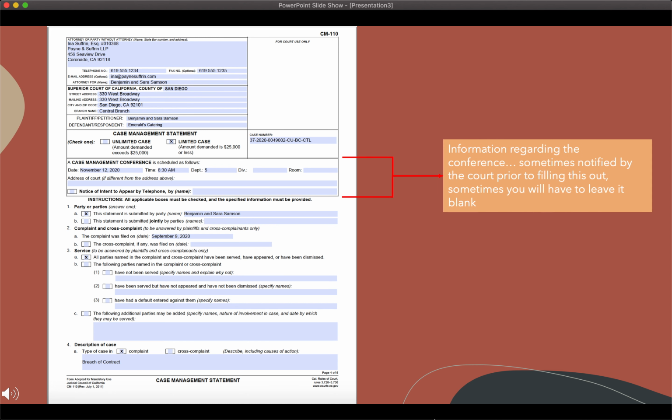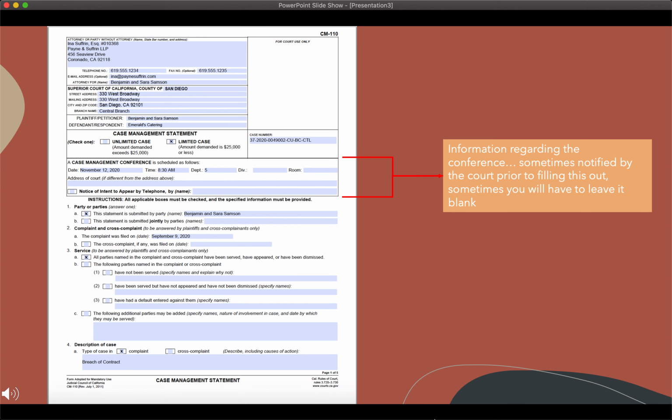On the first page, it'll have a box where a case management conference is scheduled. Sometimes you will fill out the case management statement without having a scheduled case management conference. In our case, I've created a notification in which the courts found that we will have our case management conference on November 12, 2020 at 8:30 a.m. in Department 5. We don't yet have the division or room number.